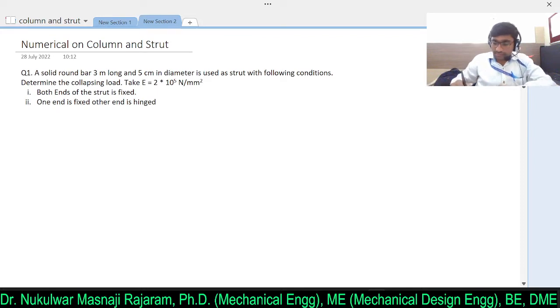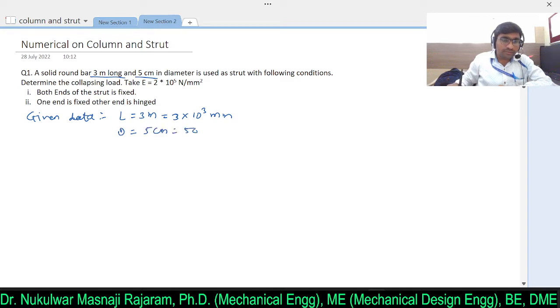A solid round bar of 3 meter long. So first I will write given data. Length is 3 meter, so I will consider in mm, and 5 centimeter diameter. So diameter is given 5 centimeter, that is 50 mm. Used as a strut with the following condition: determine crippling load. We need to evaluate the P. So value of Young's modulus is given 2 into 10 raised to 5 Newton per mm square.